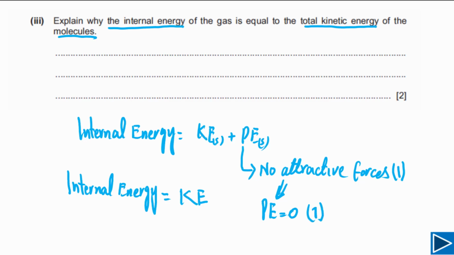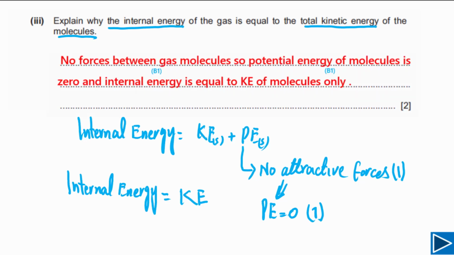Now let me show you how you can write down this answer. So this is how you can write down the answer. First mark is no forces between gas molecules, 1 mark. Second mark, no potential energy of gas molecules. So these are 2 B marks. So you have to mention these 2 points in your answer.